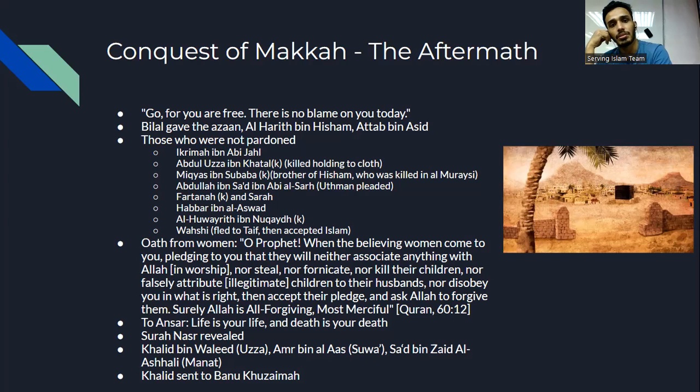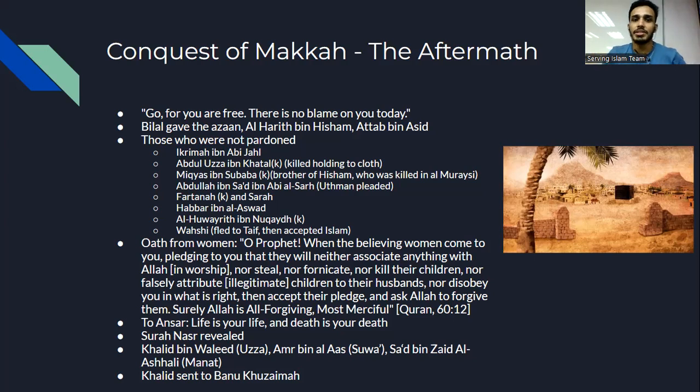Then Al-Harith bin Hisham also agreed with him, but Abu Sufyan did not say anything, he remained silent. Now after Bilal radiallahu ta'ala anhu gave the azan, Muhammad sallallahu alaihi wasallam went to Al-Harith and Attab, both of them, and said, this is what you said, Al-Harith, and this is what you said, Attab. And then Al-Harith and Attab were like, there's no way he could have heard it. So they accepted Islam then.